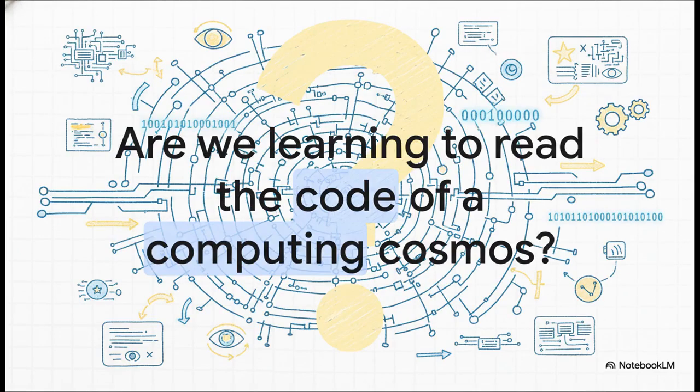Which leaves us with one last massive question. This whole framework paints a picture of a universe that is constantly, recursively computing itself into existence. And if that's true, it changes everything. Are we just observers living inside this incredible computation who are just now, finally, learning how to read the source code?